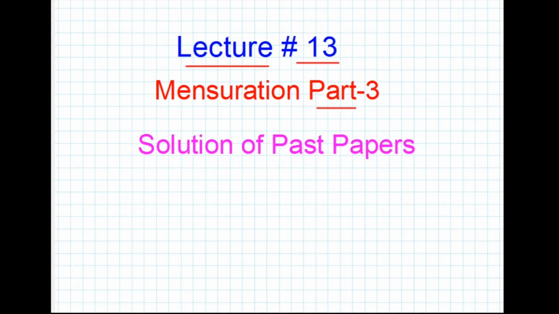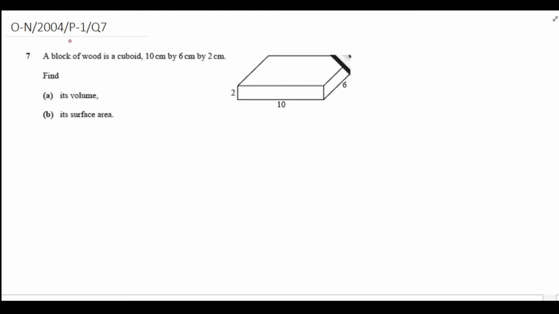This is part 3 of our topic mensuration. In the first and second parts we discussed 2D and 3D shapes with their important formulas. Now we are going to solve past papers using the knowledge we developed in lectures number 11 and 12. Our first problem is October-November 2004, paper 1, question number 7.